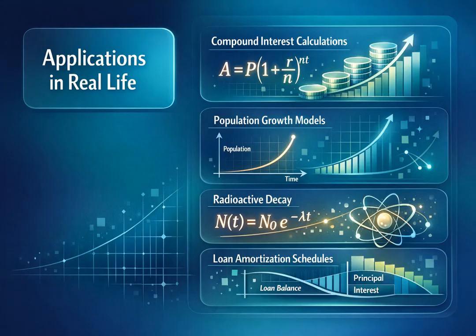Real-life applications are everywhere. Compound interest uses geometric progressions. Population growth often follows geometric patterns. Radioactive decay decreases geometrically. Loan amortization schedules use arithmetic progressions for principal payments.